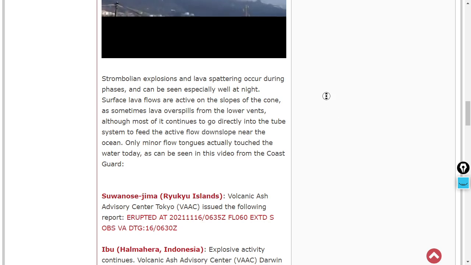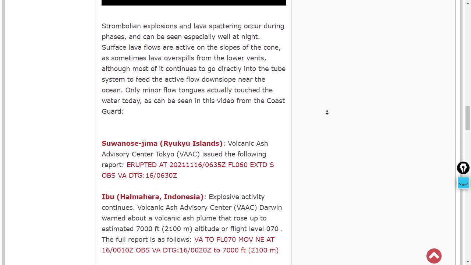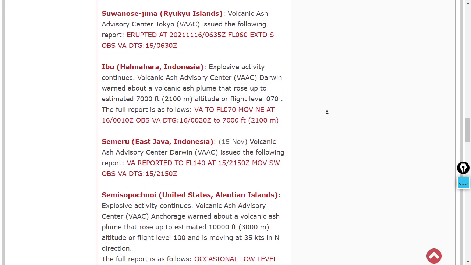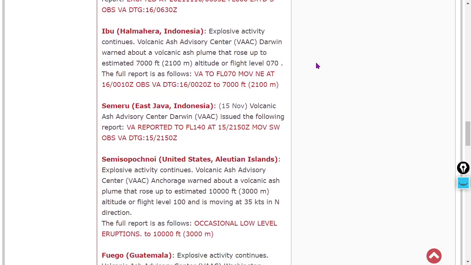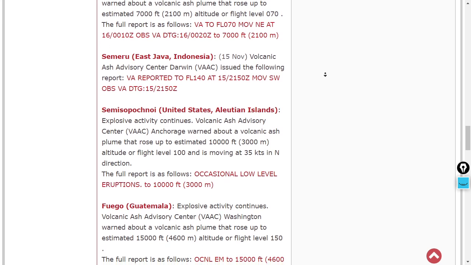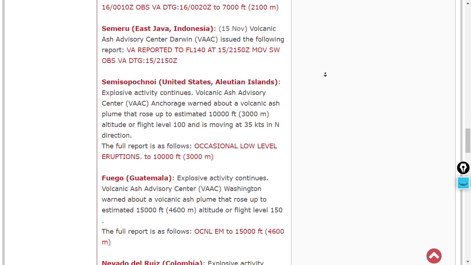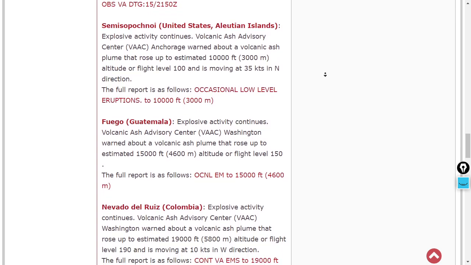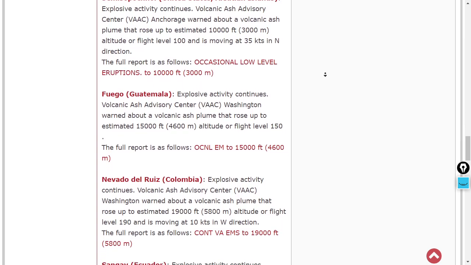Anyway, continuing on, Suwanosejima also erupting, flight level 060. Mount Ibu exploding. That's located in Indonesia. That's a 7,000-foot ash plume from Ibu. Semeru, flight level 140, decent sized, nearly 3-mile high ash plume there over East Java. Sheveluch exploding. Occasional low level eruptions have produced a 10,000-foot plume of volcanic ash.